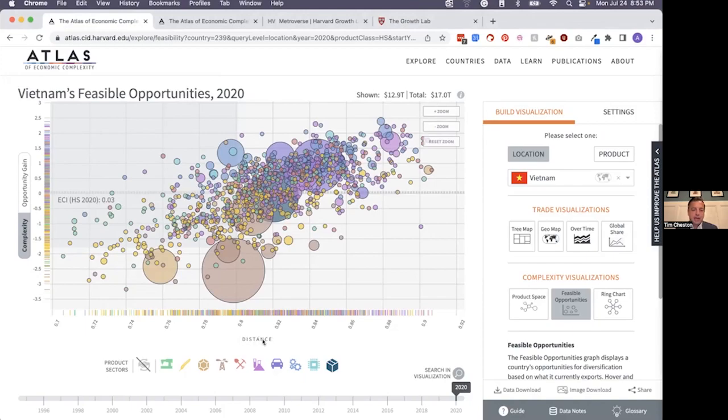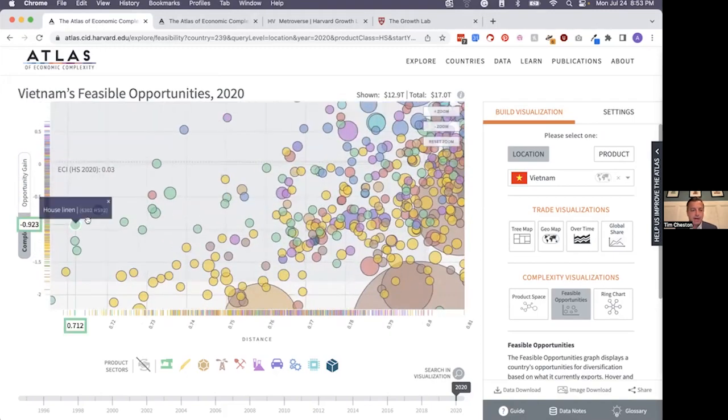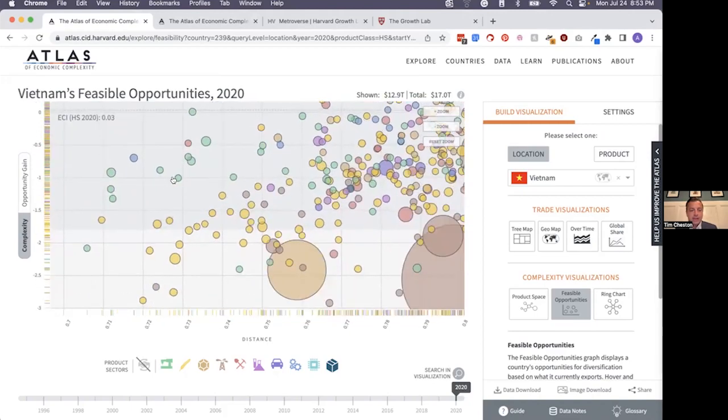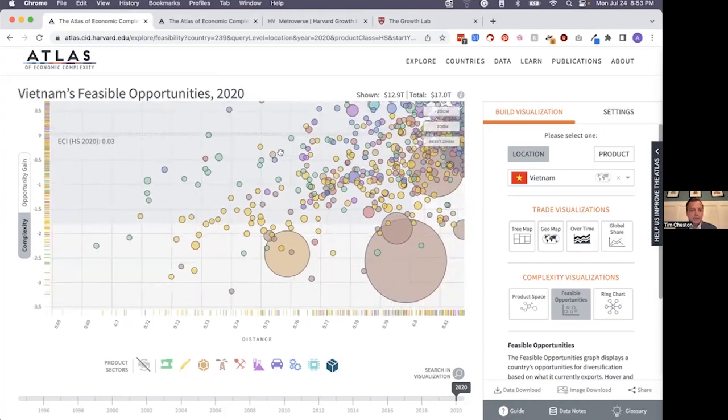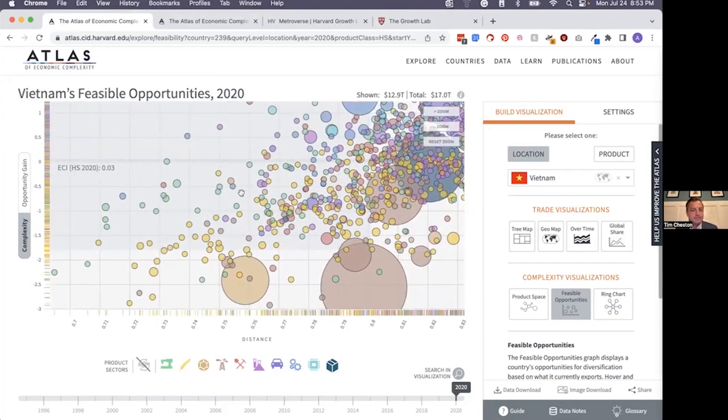And then also what is the reward that you have, which is the y-axis here, or what additional complexity would this new sector add there? So we try to combine some of the lessons from the product space into some of the reward mechanisms of how attractive a sector is to move into moving forward.